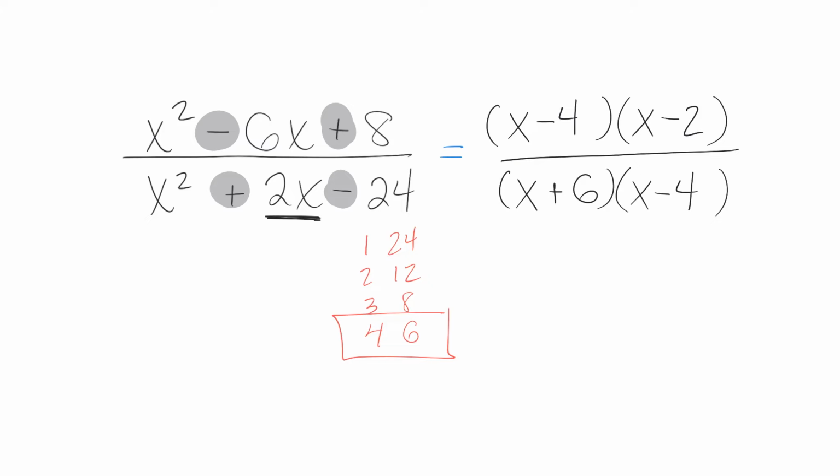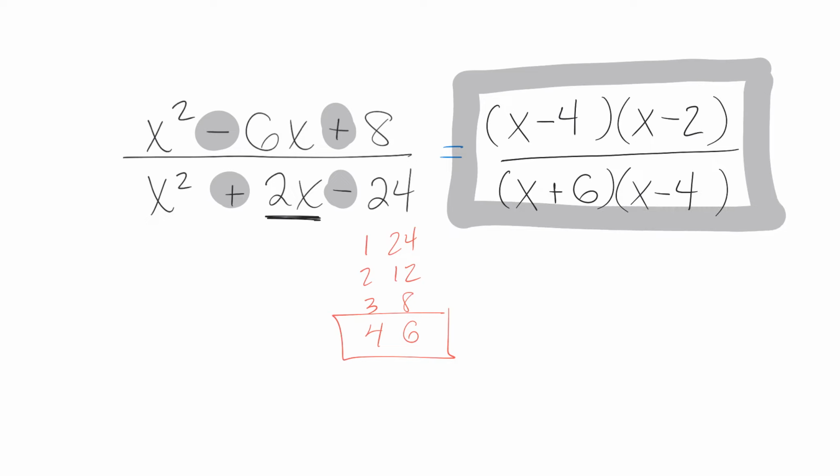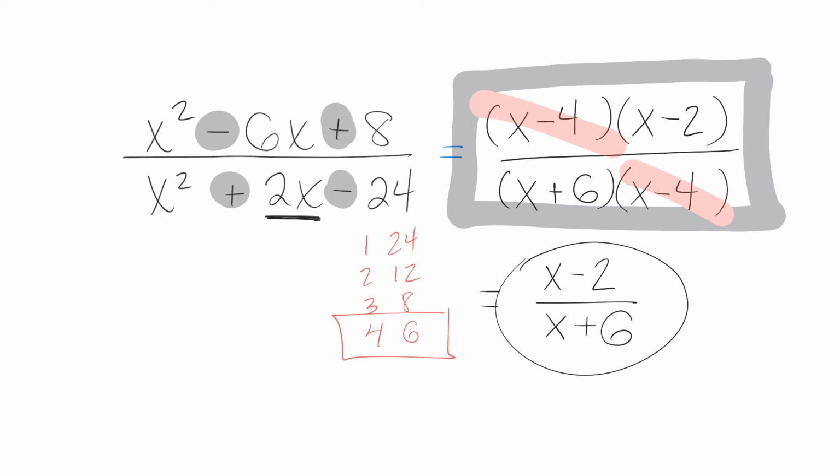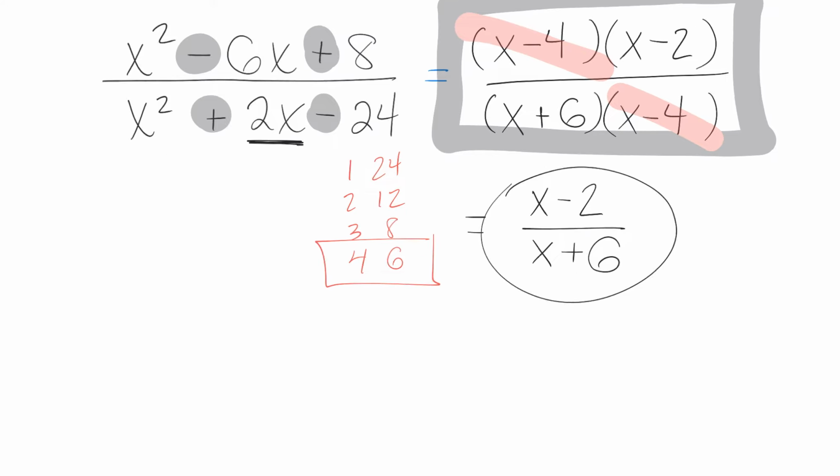So now that we've factored this, we're going to look and see if we have two brackets that are the same in the top and the bottom. We have x minus 4 in both, so they will cancel out. If a bracket appears in the top and the bottom, it can cancel out. All that's left is x minus 2 over x plus 6. And that is our simplified expression.